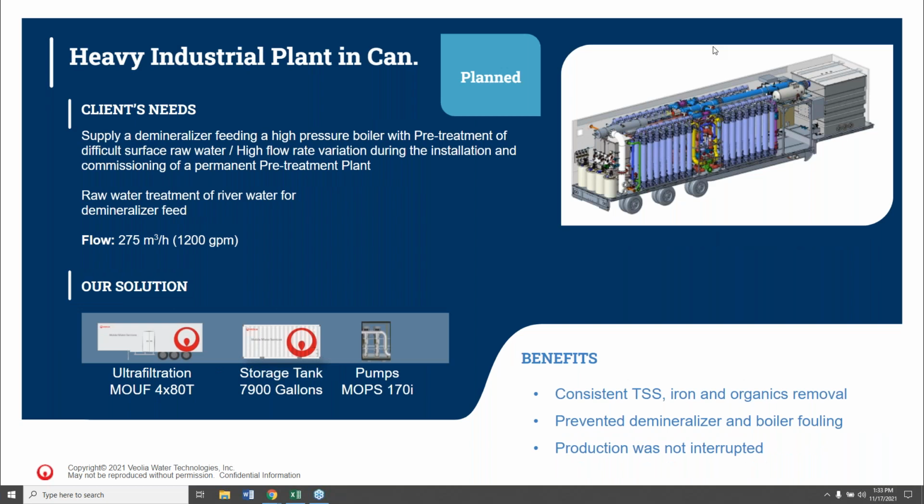Next slide. This example is an industrial client that, as one of the examples Mo mentioned, was installing a permanent plant and needed something to sustain their operation until the permanent system was designed, fabricated, and started up. And the application consisted of a single UF trailer with corresponding storage tank and pumps for suspended solids, iron, and organics removal. Once again, feeding a demineralizer system and preventing downstream boiler fouling.